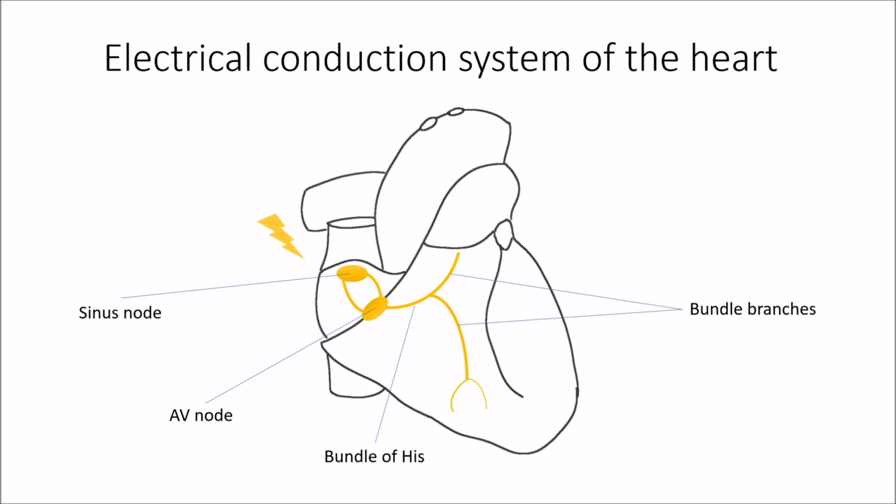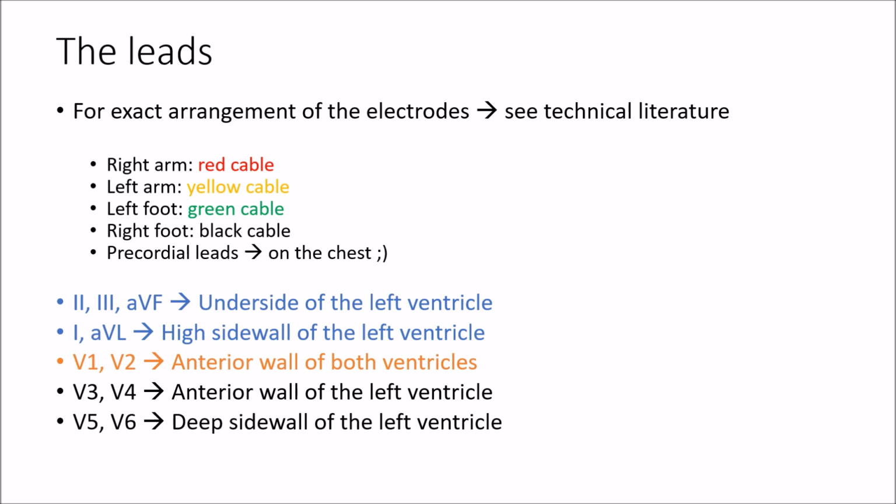An ECG device records this electrical activity and makes it visible to us. For this, however, predetermined electrodes must be applied to the patient's skin. You can find the exact position of these electrodes everywhere on the Internet.